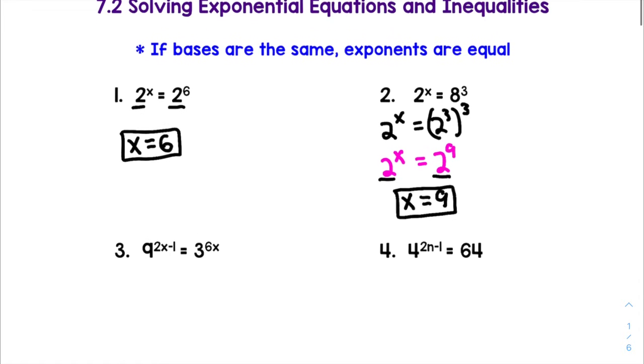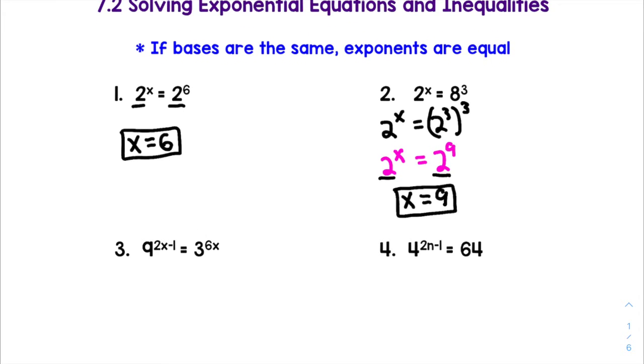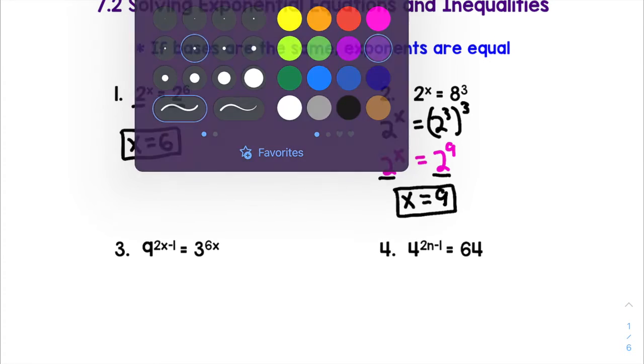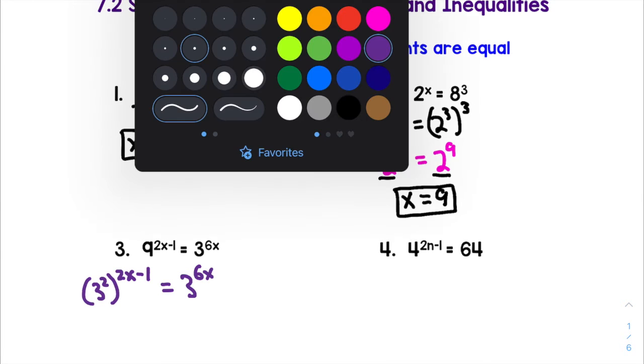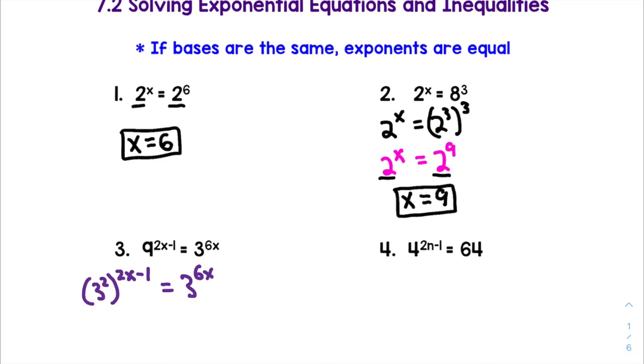Moving on to problem 3, very similar to problem 2, where we're going to change one of the bases to match the other. I know that I can make them both have a base of 3, since 3 squared is 9. So instead of 9, I'm replacing it with 3 squared, to the 2x minus 1 power, equals 3 to the 6x power. I'm going to simplify the left side by distributing the exponent 2, in which we'll have 3 to the 4x minus 2 equals 3 to the 6x.